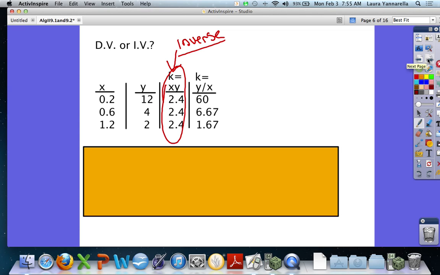Now I have my x values are 0.2, 0.6, and 1.2, and my y values are 12, 4, and 2. So this time when I multiply the two, 0.2 times 12, I get 2.4. 0.6 times 4, same. 1.2 times 2, same. Now, because k equals x times y, I know I have an inverse variation. And you can check the y over x column, and they won't be the same.